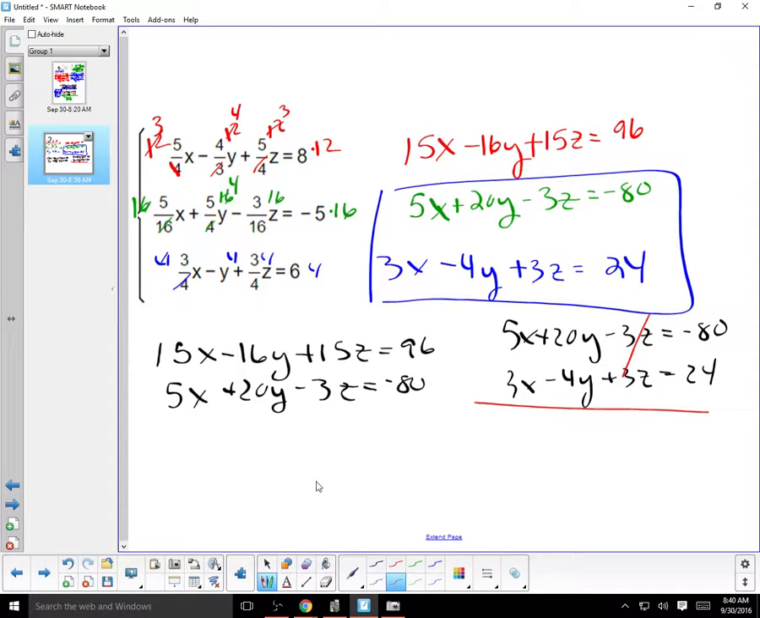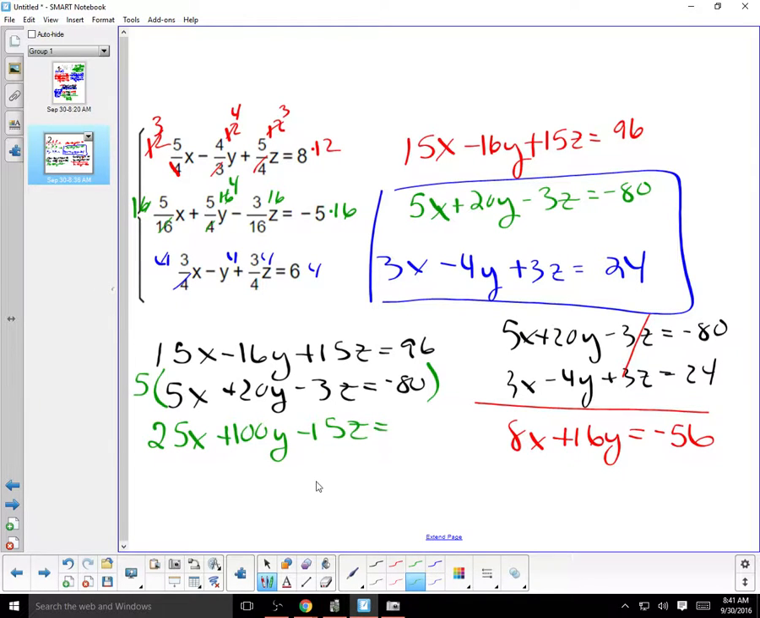Gone. That's going to give me 8x plus 16y is equal to negative 56. Yeah? Okay. Here, I'm going to multiply by 5. So that's 25x plus 100y minus 15z is equal to negative 400.